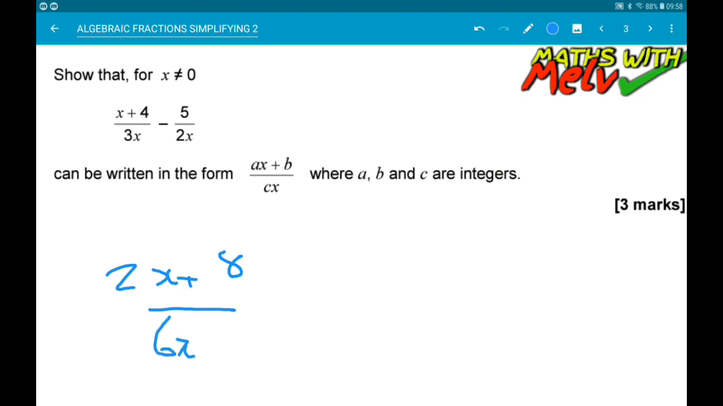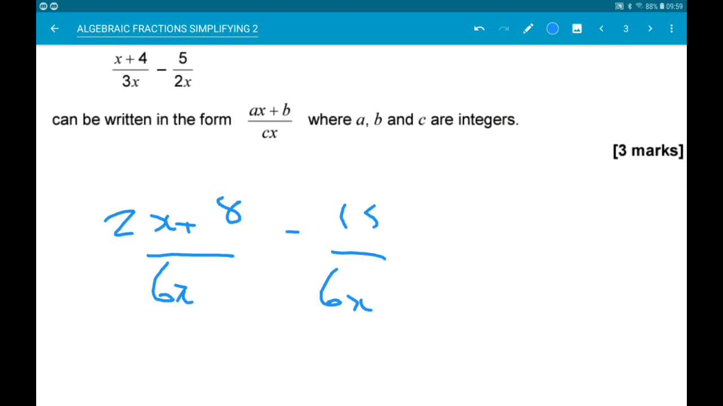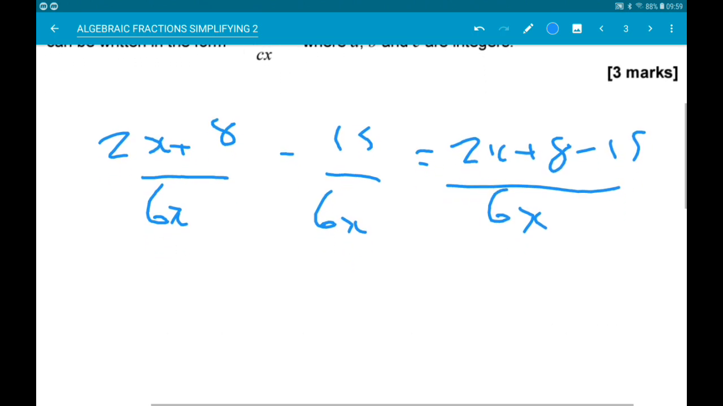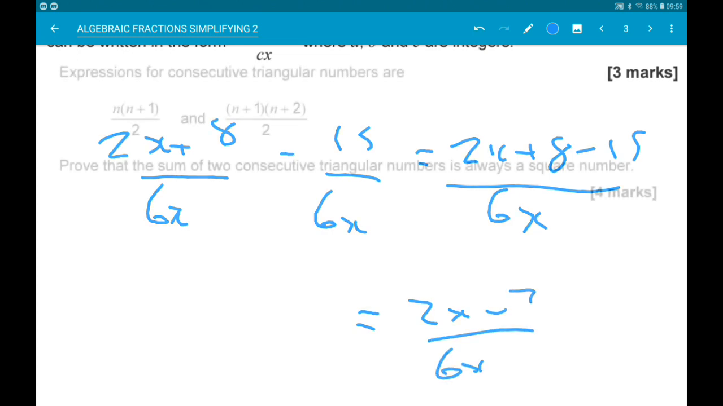And then the second one, we're multiplying by 3 on the top and bottom. So we get minus 15 over 6x. So that's 2x plus 8 minus 15 over 6x, which finally gives us (2x - 7) over 6x.